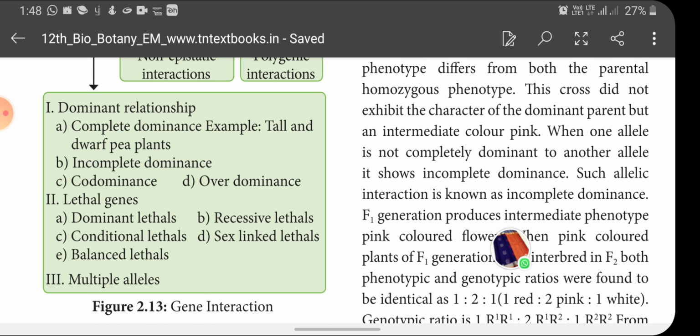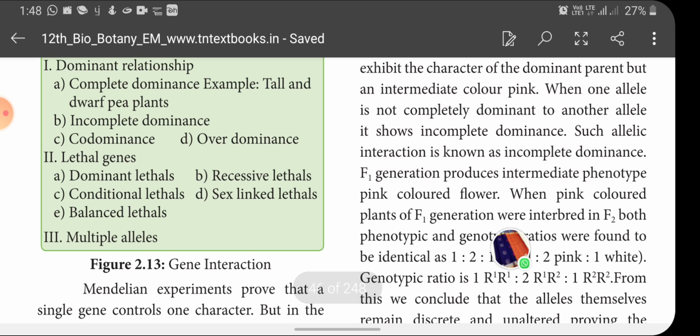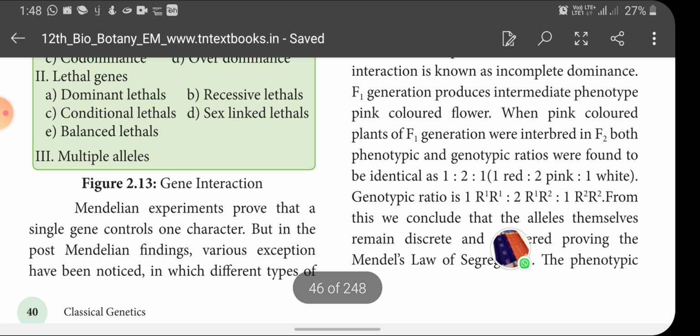And lethal genes. Lethal means what? It causes death, so it is called lethal genes. In lethal genes, there are dominant lethals, recessive lethals, conditional lethals and sex linked lethals. If a dominant gene is responsible for the death, it is called dominant lethals, and the same way recessive and sex linked also, and balanced lethals also, totally 5 types, and multiple alleles.